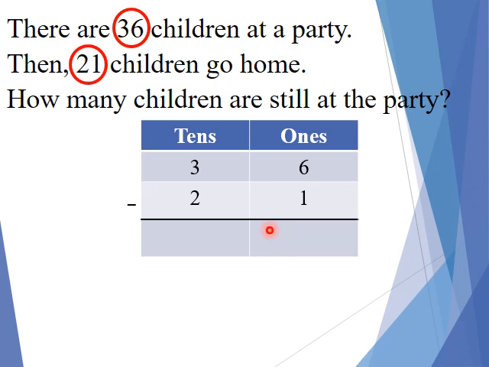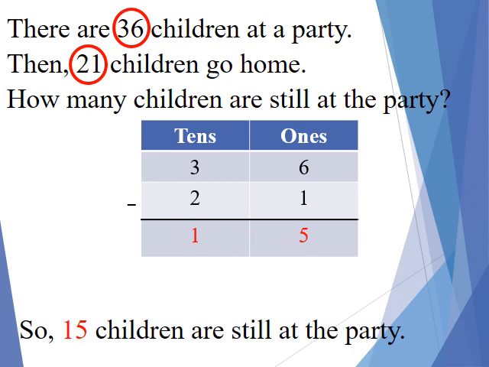Using the vertical format, let's quickly see how to subtract, because the ones digits and the tens digits are lined up with each other. The ones digits are lined up in the ones column and the tens digits are lined up in the tens column. 6 minus 1 is 5, then 3 minus 2 is 1. We didn't have to regroup here because 6 is greater than 1 and we can subtract 1 from 6. We can take away 1 from 6. So the number is 15, 1 ten and 5 ones. So 15 children are still at the party.